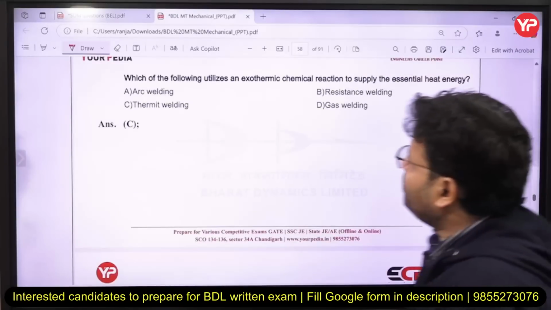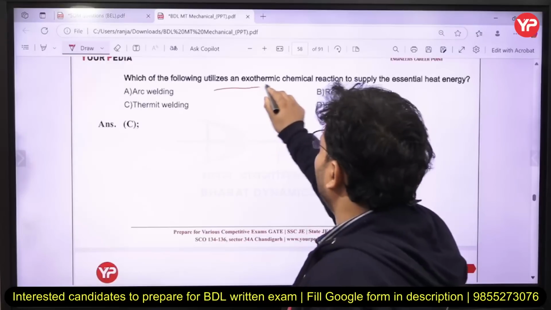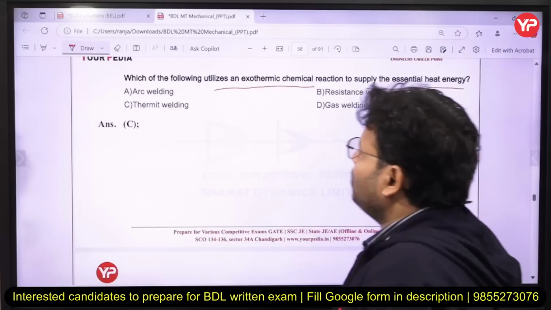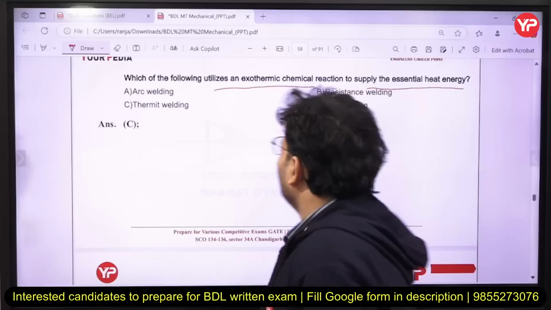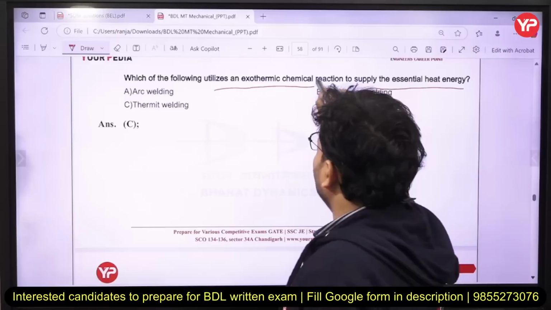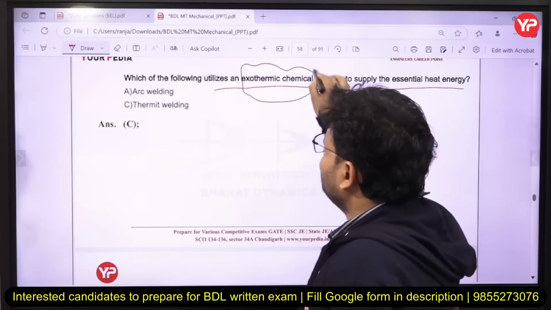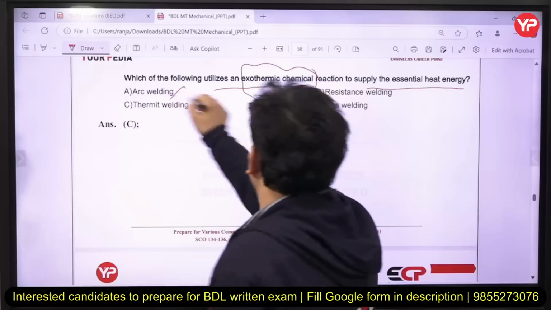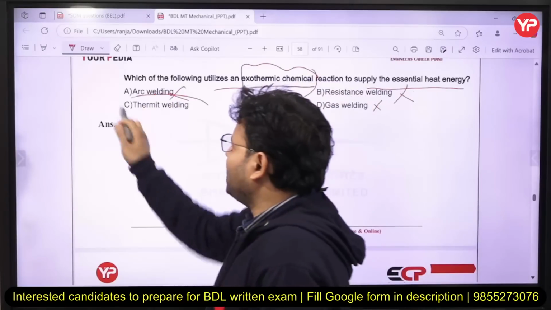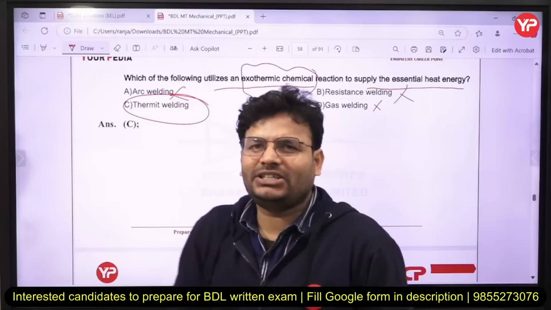Next question: which of the following utilizes an exothermic chemical reaction to supply the essential heat energy? Arc welding, resistance welding, thermic welding or gas welding. So, an exothermic reaction, my dear friends. In arc welding no reaction is there, resistance no, gas welding no. Here you can say thermic welding. So in thermic welding, what is going to happen?